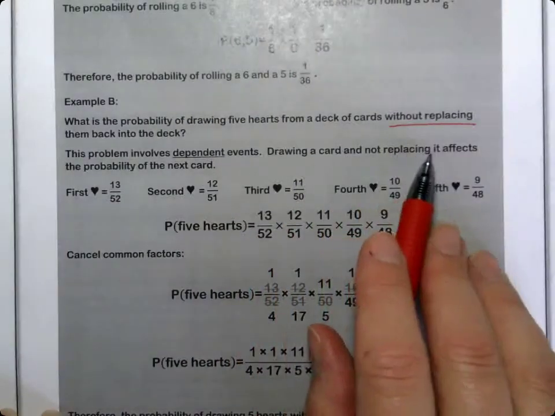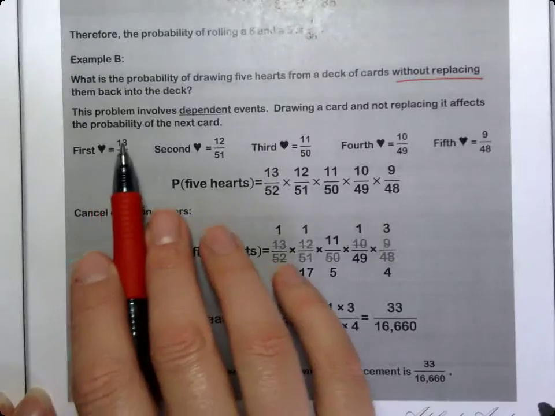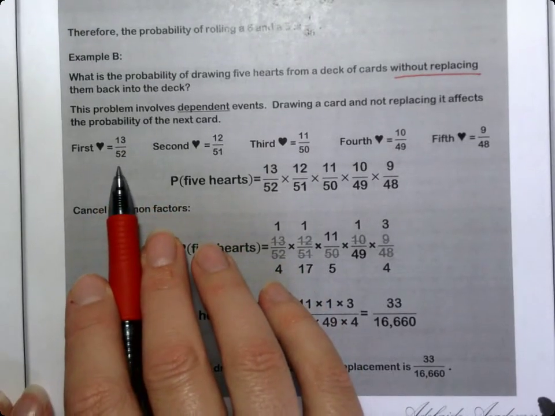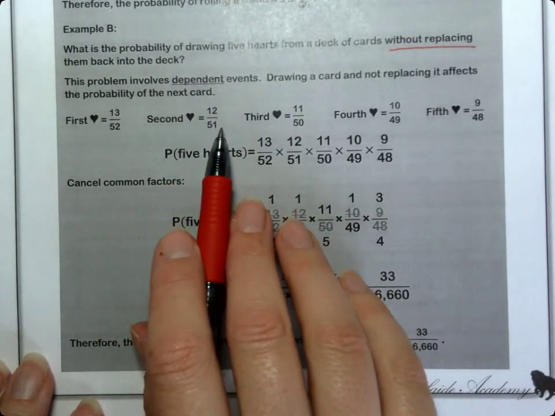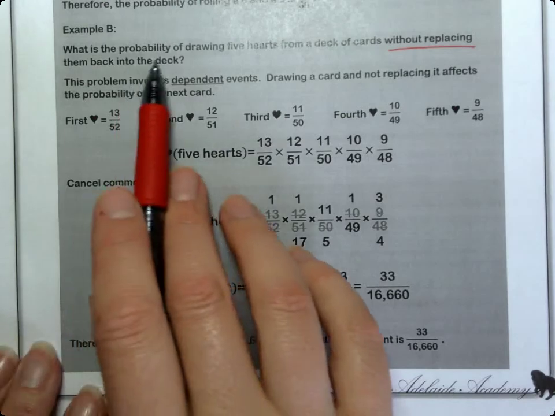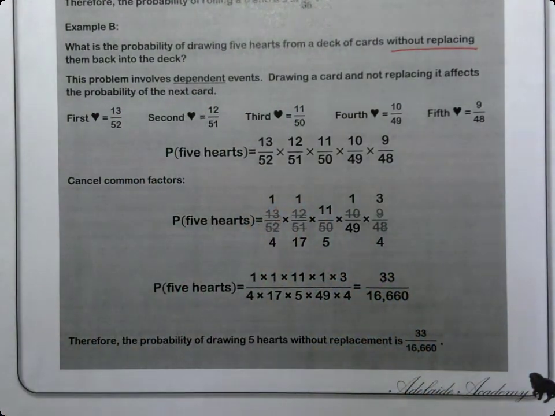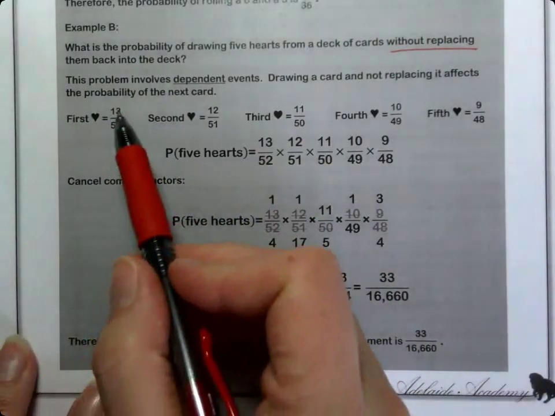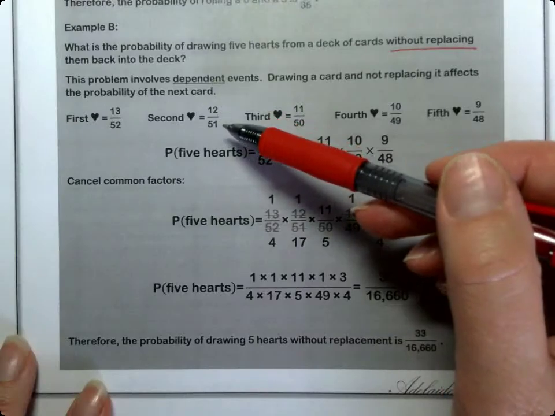Drawing a card and not replacing it affects the probability of the next card. So the first heart, you have 13 hearts out of 52. That's one of the suits. Then the second heart, there are 12 out of 51. Notice, and here's what you have to do. Whenever you're saying you want to draw 5 hearts, you have to assume that what you wanted happened. So we assume the first card we got was a heart. So there's one less heart and one less card overall.